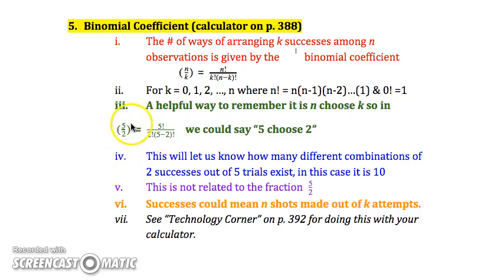So here we have 5 choose 2, which would be the number of ways of 2 successes in 5 trials. And there's a shortcut. Keep in mind also, aside before I go into that, that this is not related to 5 divided by 2. It's not related to the fraction. It's just a way of expressing k successes in n trials.